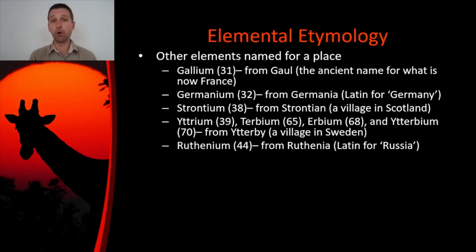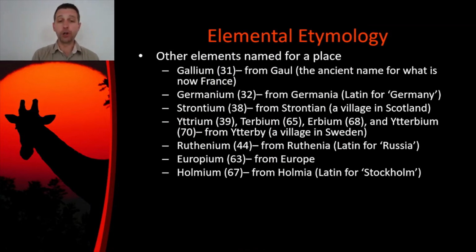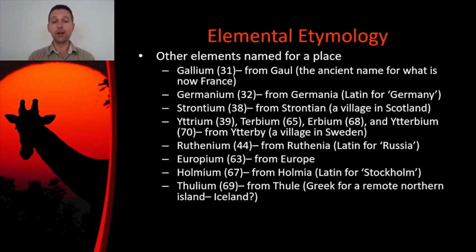Ruthenium was named for Ruthenia, which was a Latin name for Russia. Europium is obviously named for Europe. Holmium is named for another place in Sweden that I know you have heard of, Stockholm, because you can see the Holmia part there at the end of Stockholm. That is the Latin name for Stockholm.